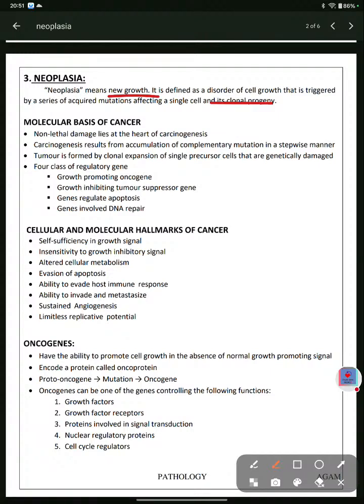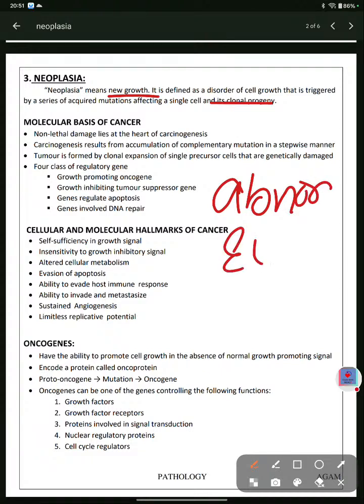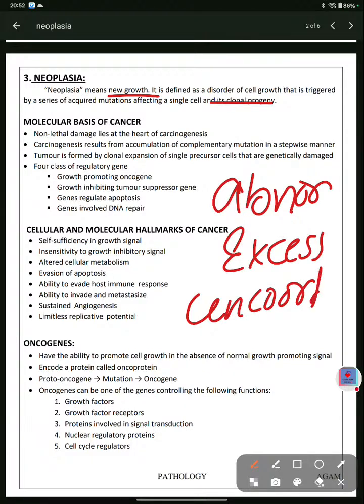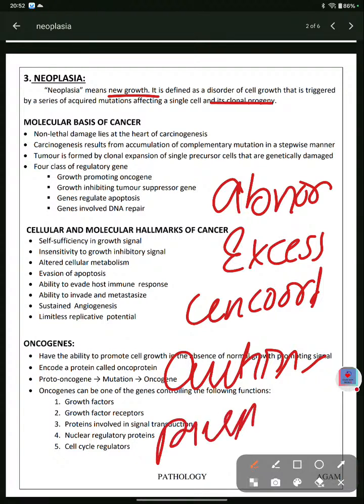A tumor is a mass of tissue formed as a result of abnormal, excessive, meaning in excess, which is not required, uncoordinated, autonomous, and purposeless proliferation of cells.